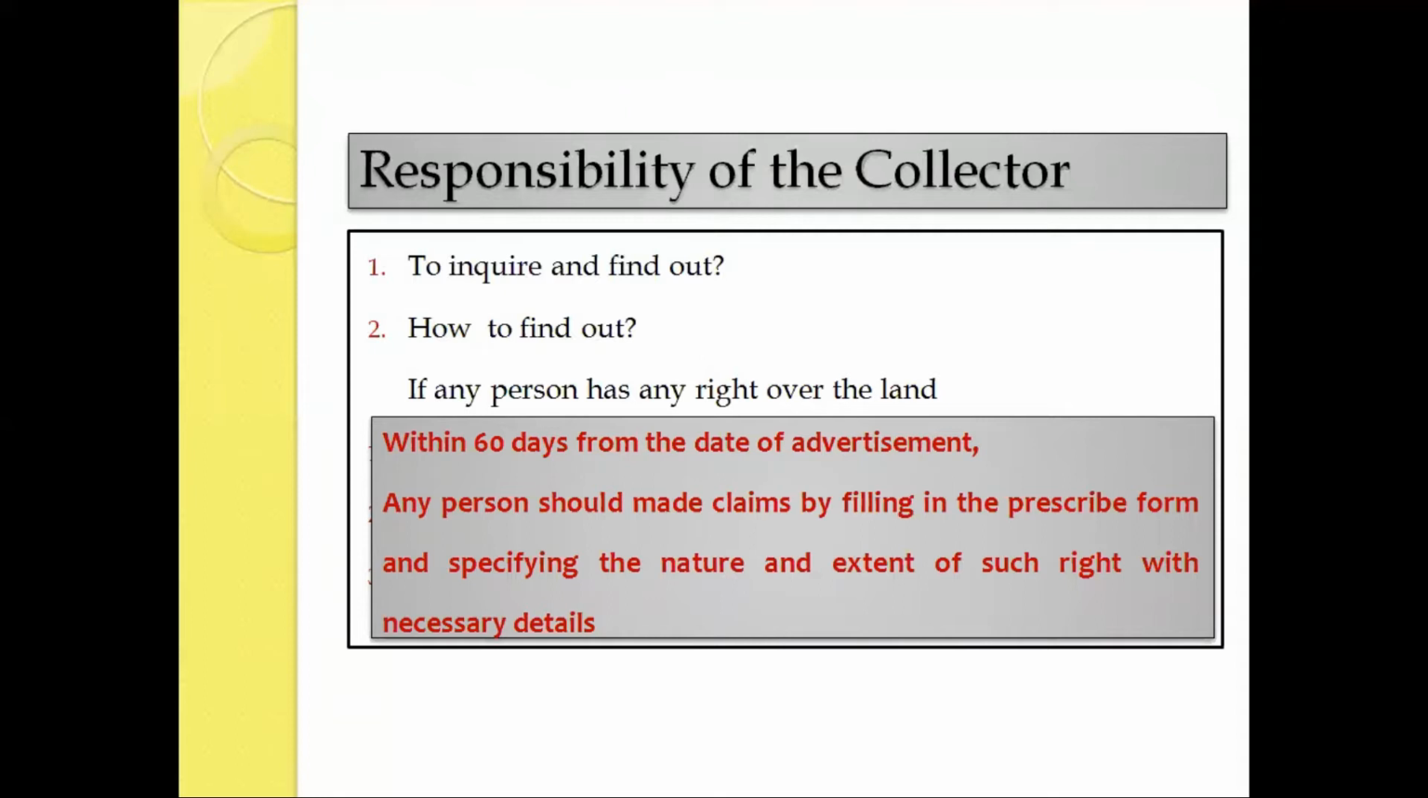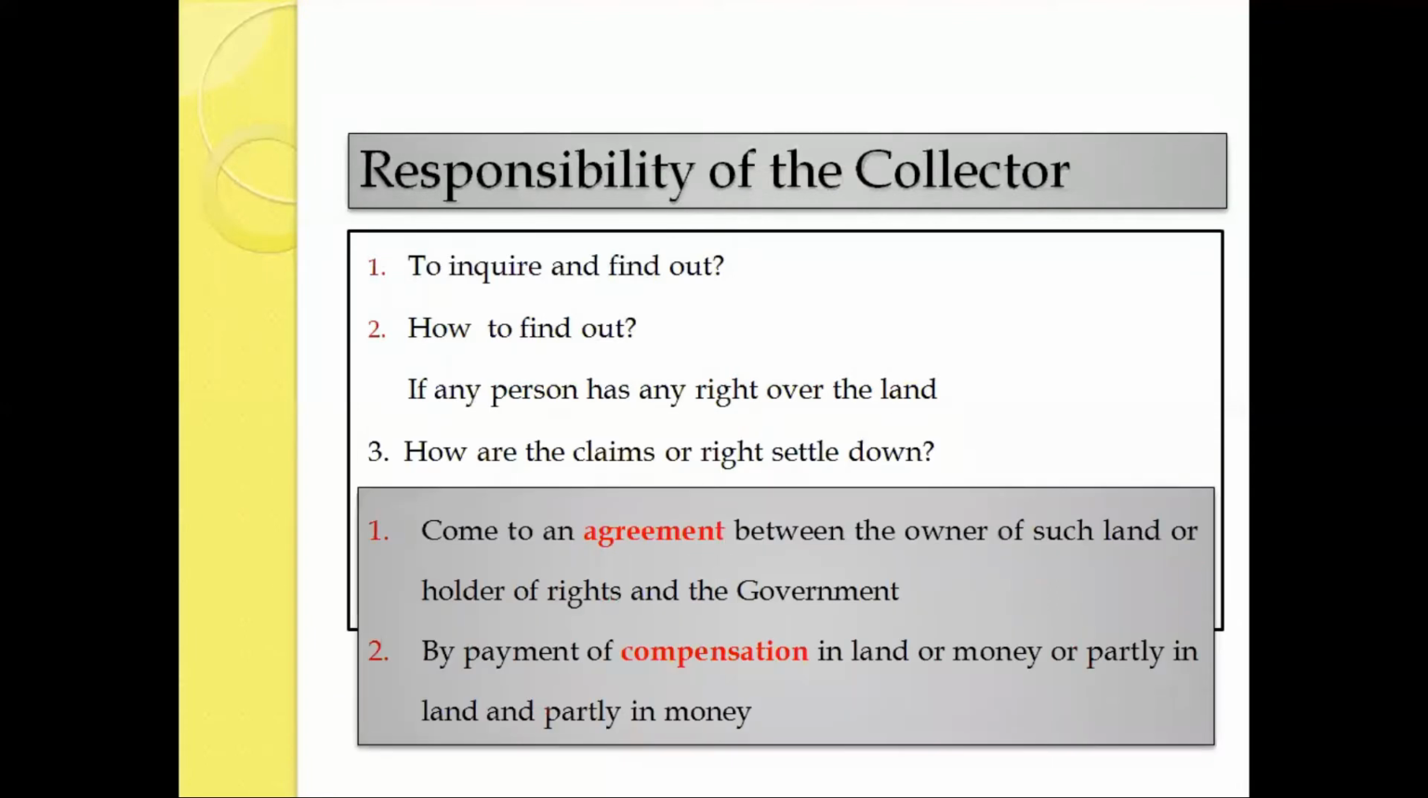Then, if the claim made by the person is valid, the responsibility of the collector on behalf of the state government is to come to an agreement with this person who has some right over the land. The agreement is that the state government will compensate the person by paying him some amount of money or by giving some plot of land somewhere else.